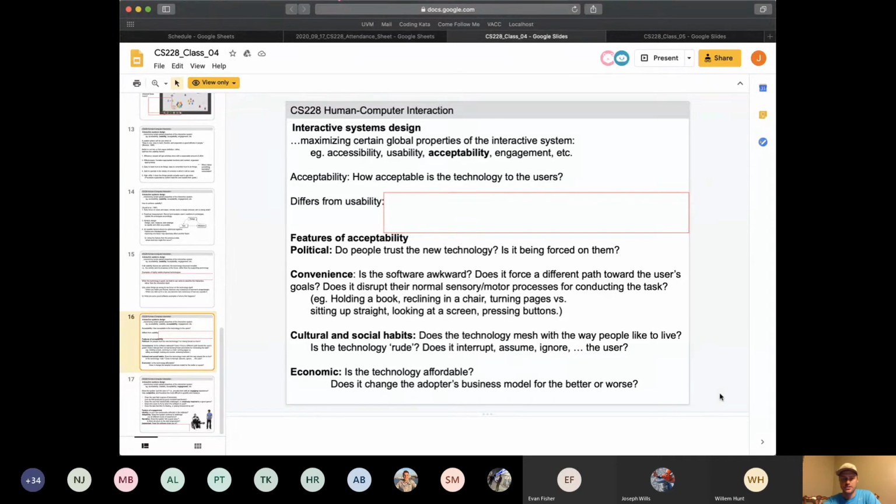So some features of acceptability are, the first one is political. So do people trust the technology? Is it being forced upon them? So people often don't like things that they have to use. They like having options. So you might have a technology that works perfectly, but because someone is forced to use it, they often find that unacceptable.